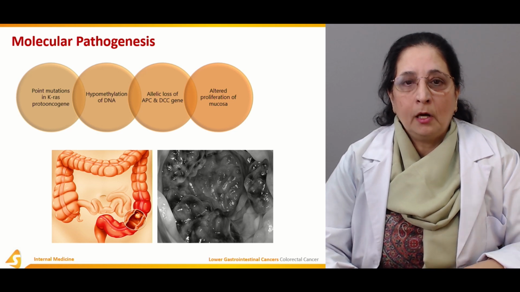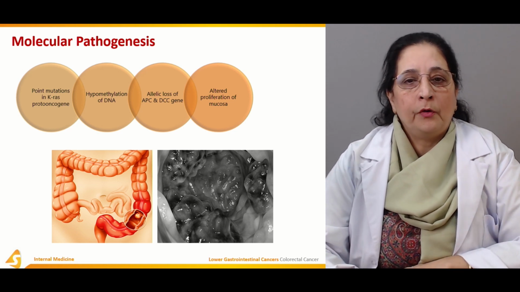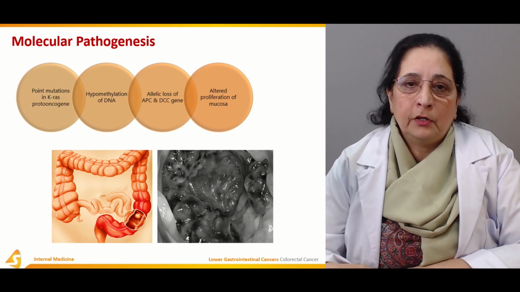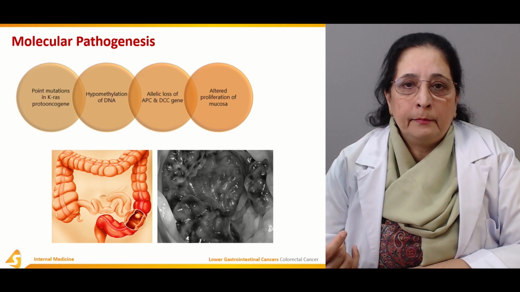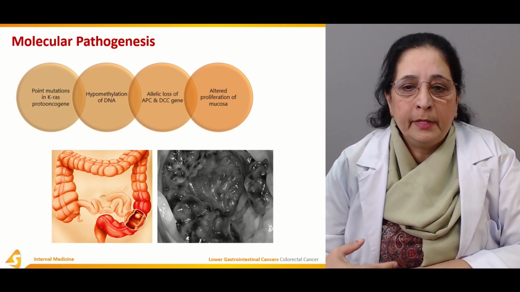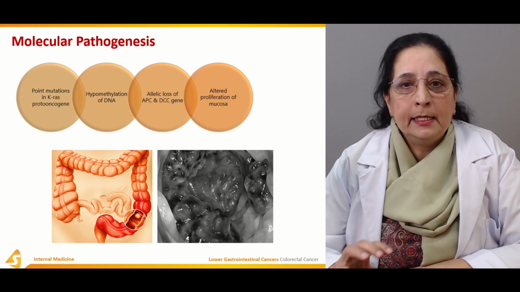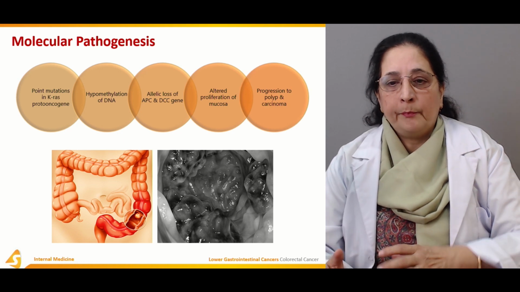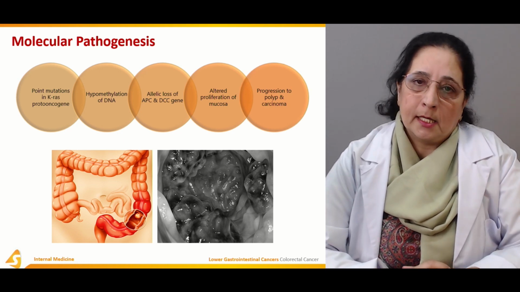And then there is altered proliferation of the mucosa. There is alteration in the proliferation of the mucosa. Poorly differentiated cells are produced from the mucosal lining, and this can lead to colorectal cancer. Then we have progression to polyps and carcinoma.